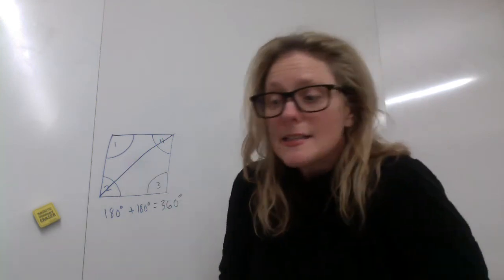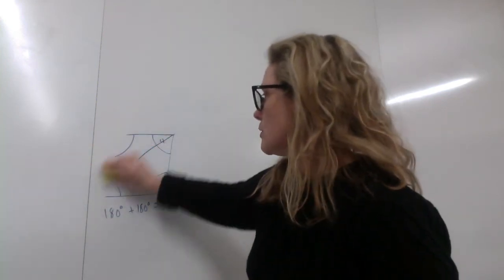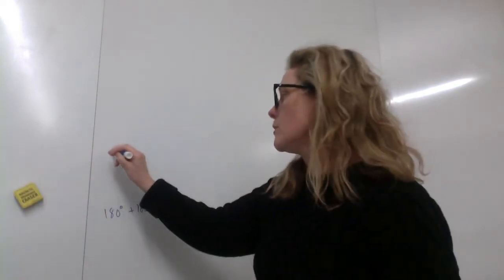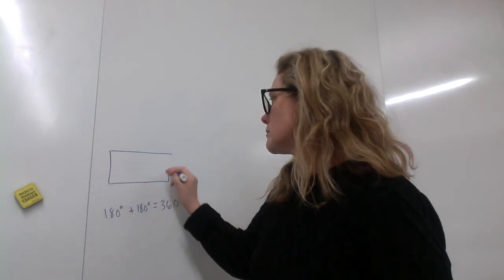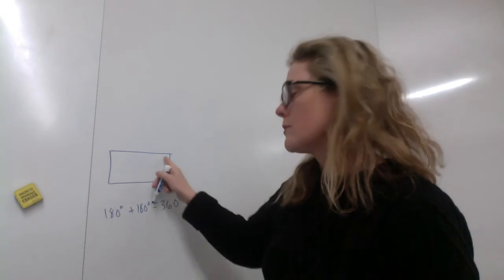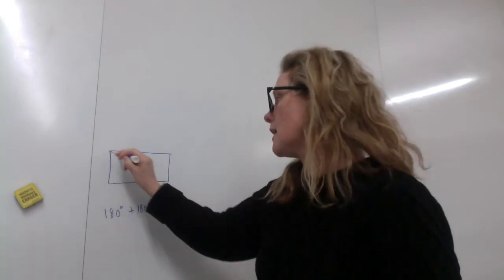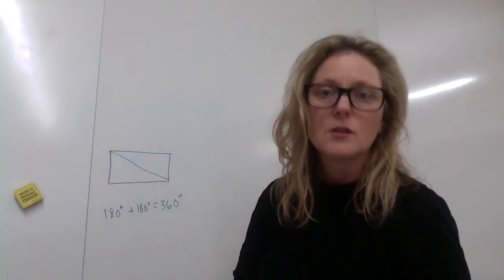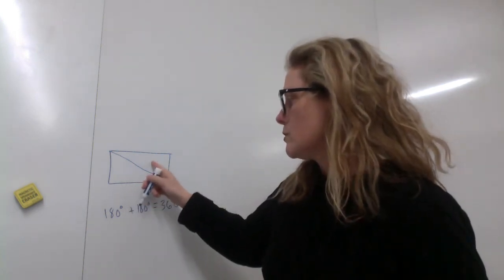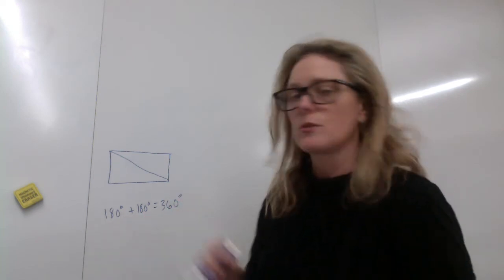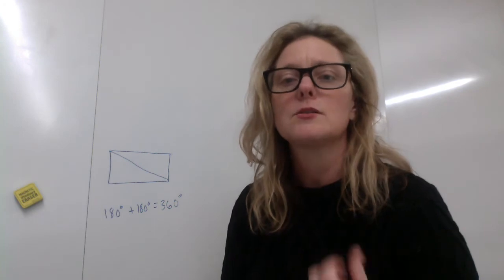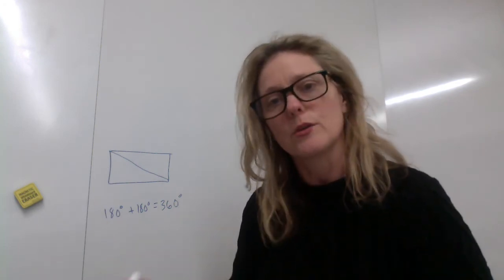What if I drew a different quadrilateral? Let's say I drew a rectangle. Same thing. There are 1, 2, 3, 4 interior angles. I'm going to cut that in half. Again, how many triangles do I have? 1 and 2. 180 plus 180 is 360. That tells me that every quadrilateral is going to have interior angles that add to 360.